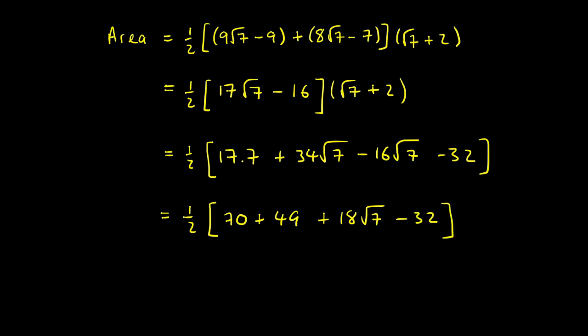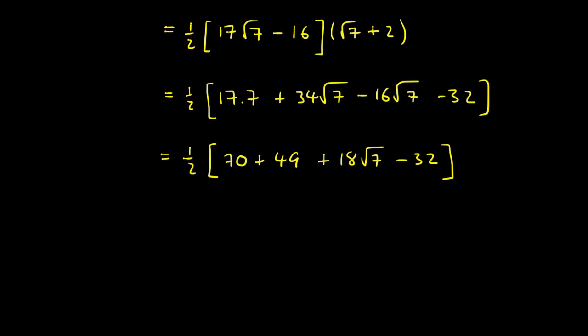How will I do this one? I think what I'll do is I'll do 49 minus 32, which is going to be 17. And then 70 plus 17 is 87. So I'm going to have a half bracket 87 plus 18 root 7.